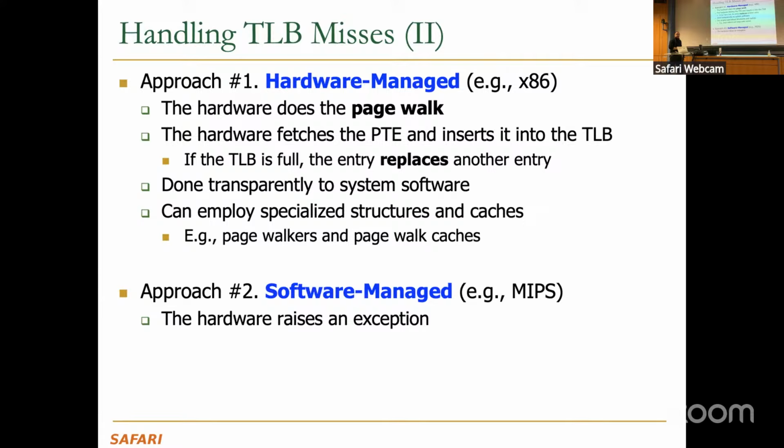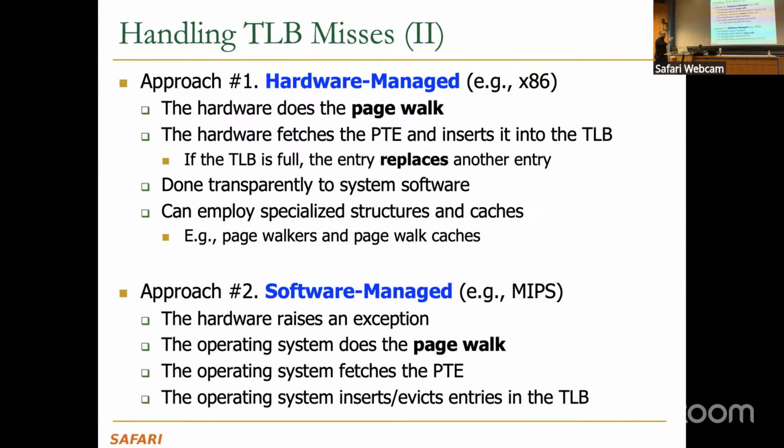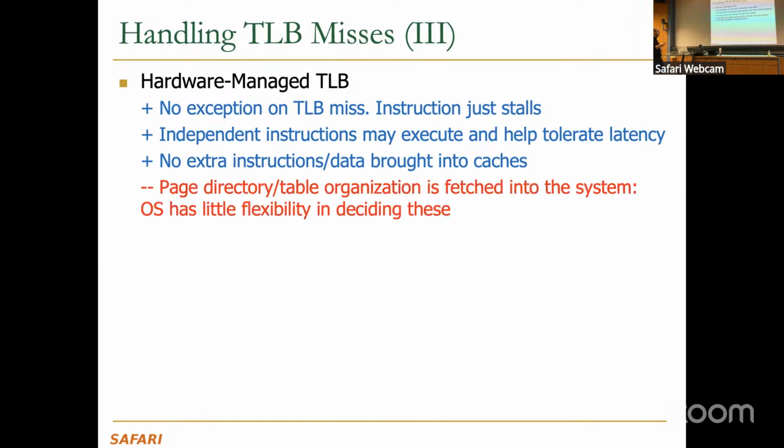In the software managed scenario, how do you do this? You raise an exception, the operating system does the page table walk, the operating system fetches the page table entry, and inserts and evicts the entries in the TLB. So in the hardware managed TLB, no exception on TLB miss. The instruction simply stalls, waiting for the translation. We have independent instructions, which also may experience TLB misses, which can still run because I didn't trap to the operating system. I'm still running user space code. And there are no extra instructions brought into the caches, basically what you said. I do not pollute the caches, basically.